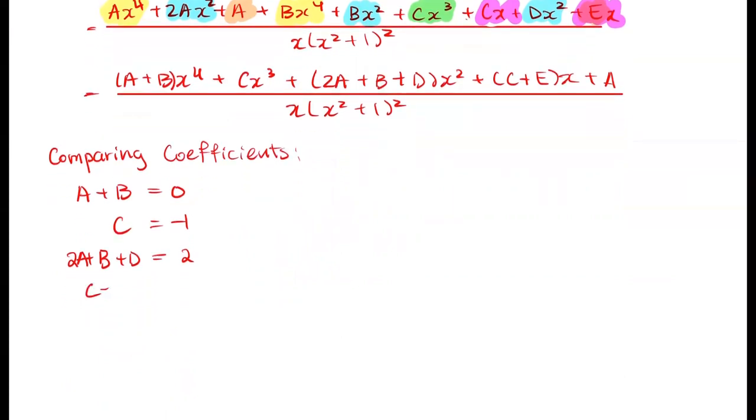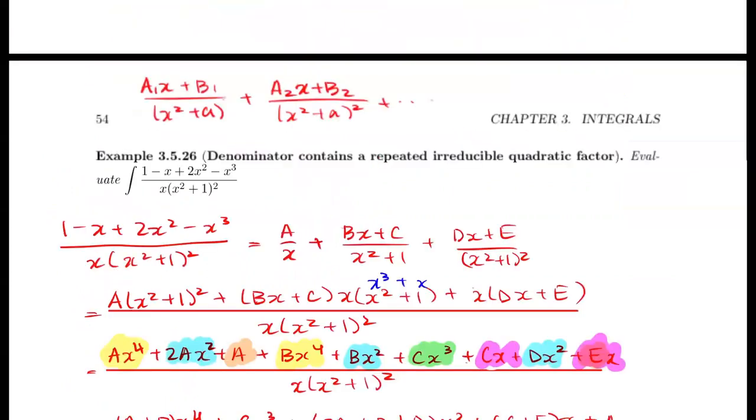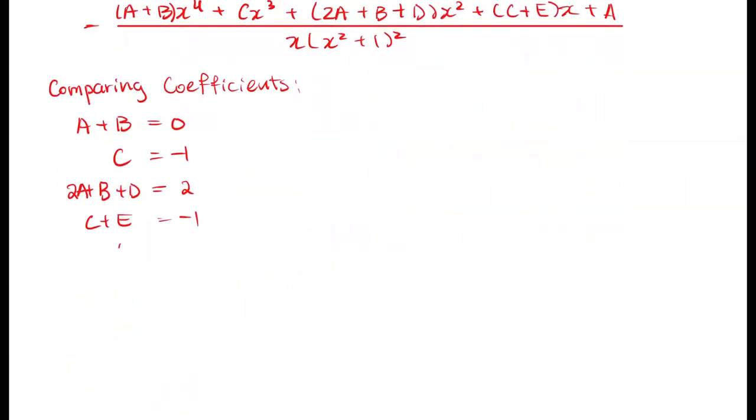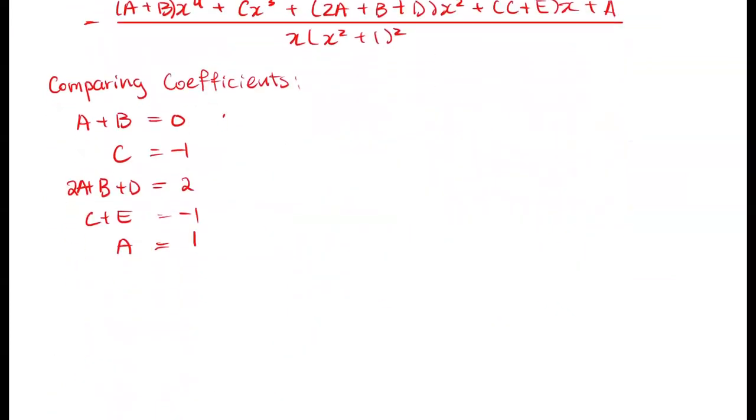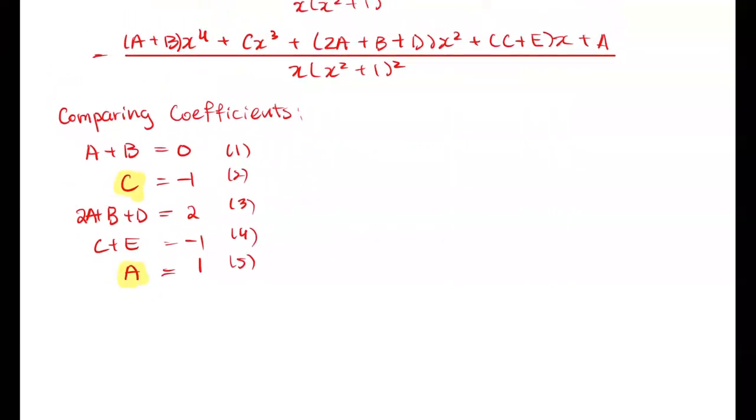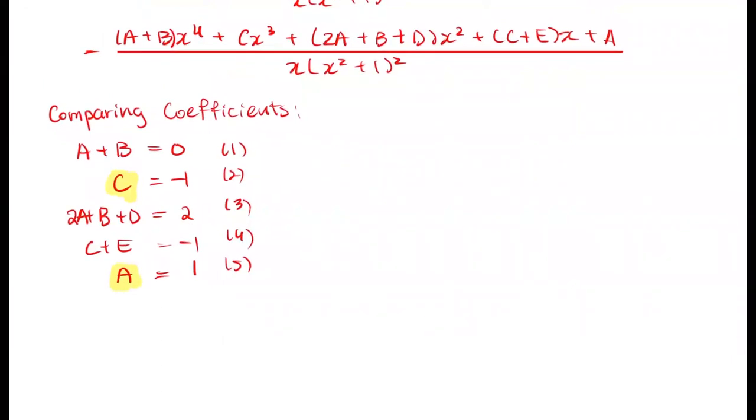So now c plus e is equal to -1. And then we would have a, which is equal to 1. So we call this 1, 2, 3, 4, and 5. But we know two numbers already. We know what c is, we know what a is. So let's put what we know in. If a is equal to 1, then that means b is equal to -1. And if c is equal to -1, then e is going to equal 0.